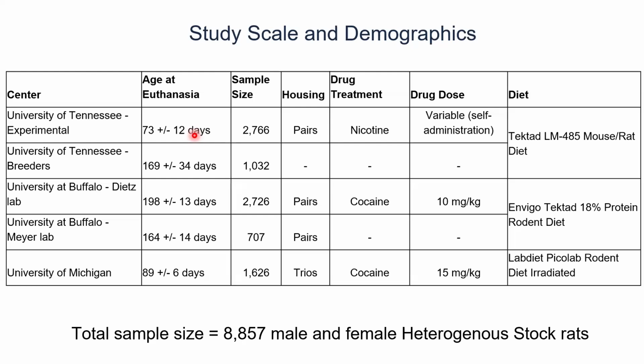And the diets were also different. So there is a lot of heterogeneity across these phenotyping sites. And so the combined sample size, the pooled sample size from these different sites, is approximately 8,800, also making this one of the largest rodent GWAS ever performed.